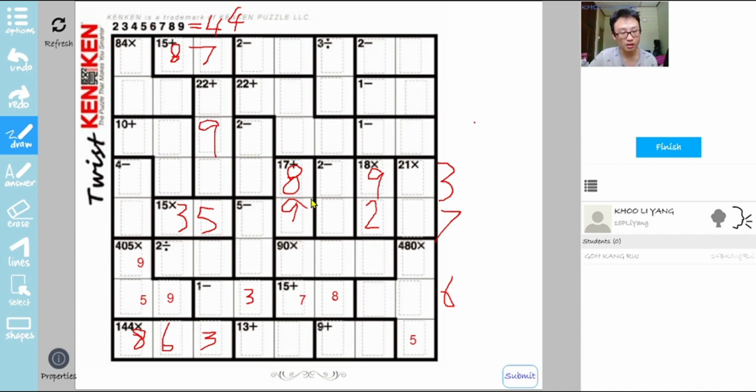Okay, next we'll look at this 90 times box. The 90 times box must contain 5, and 90 divided by 5 is 18. Since 9 is in this row, the only possibility left is 3, 6. So we write down 3, 6.